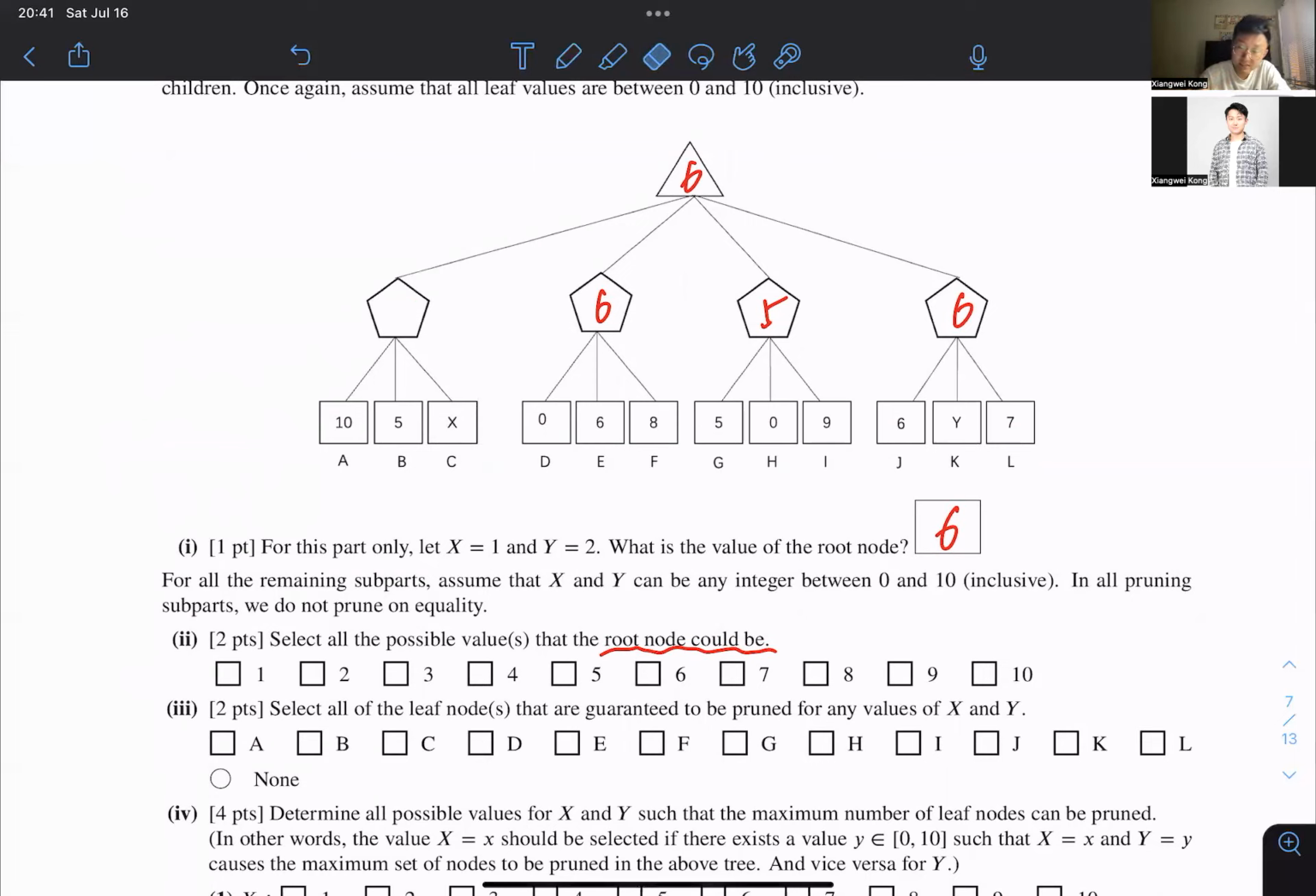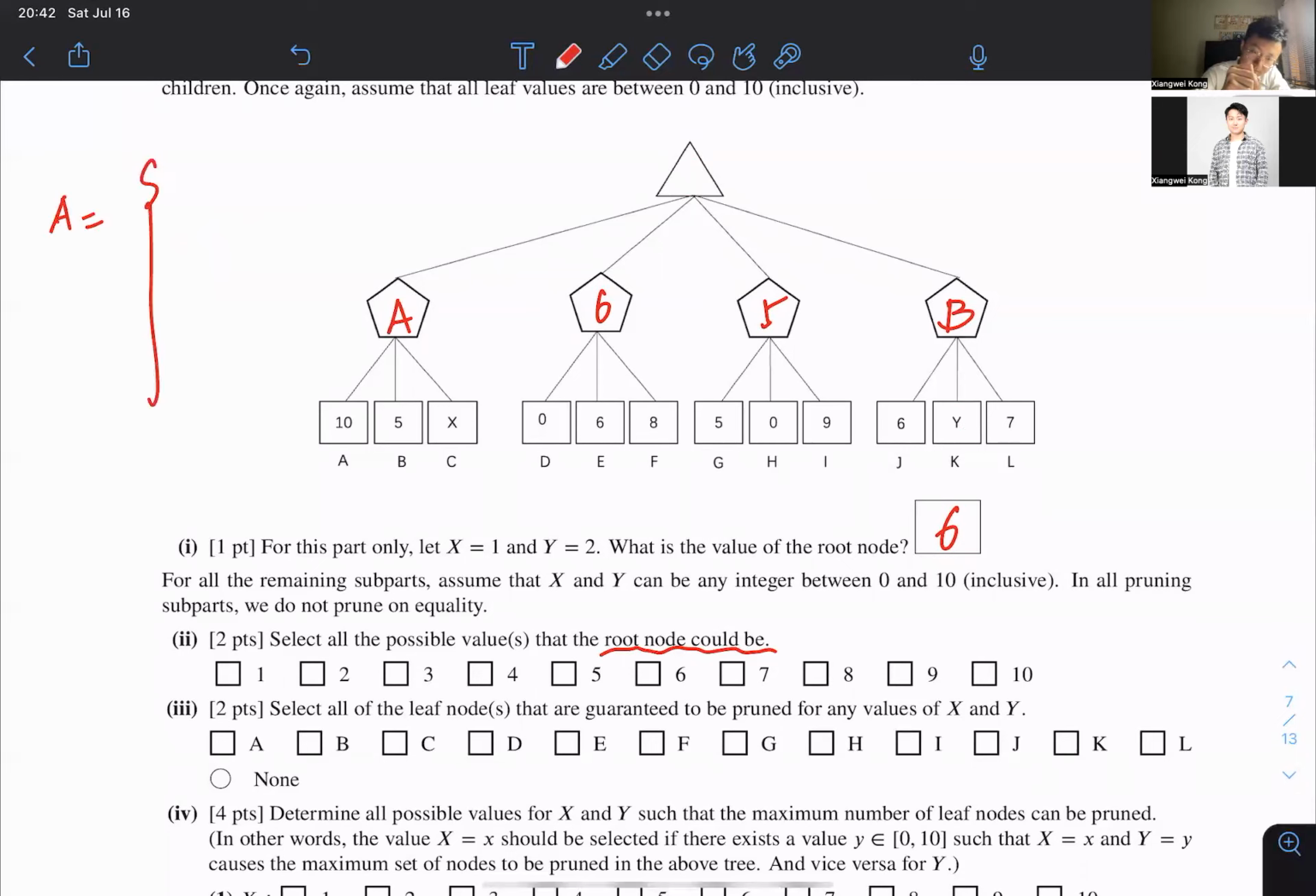So what changes is for these two medianers, their value we don't know. And for these two, we know their value. So X can be 0 to 10. What's the range? The medianer actually gives you the range for the value of this medianer.